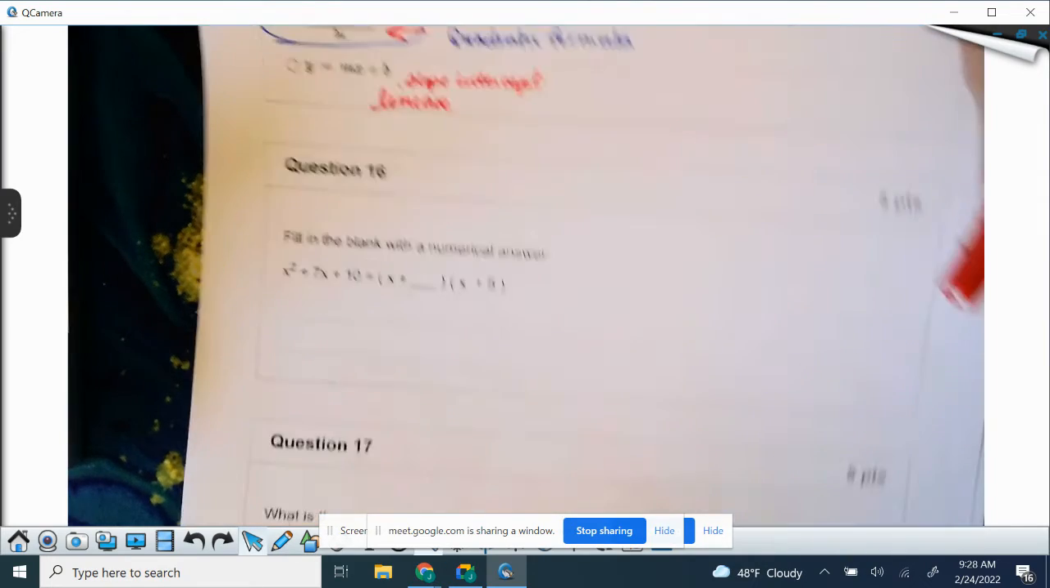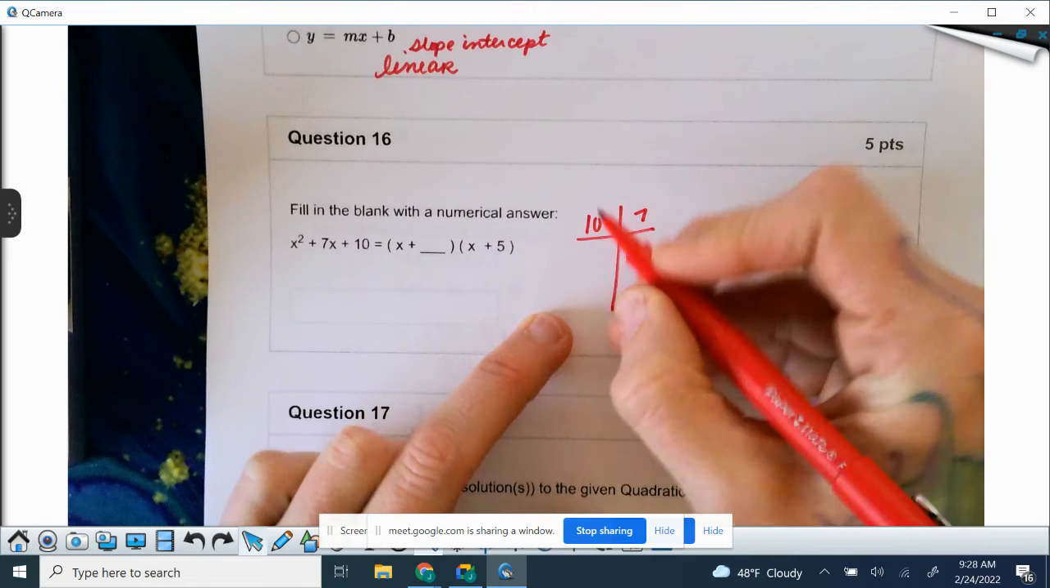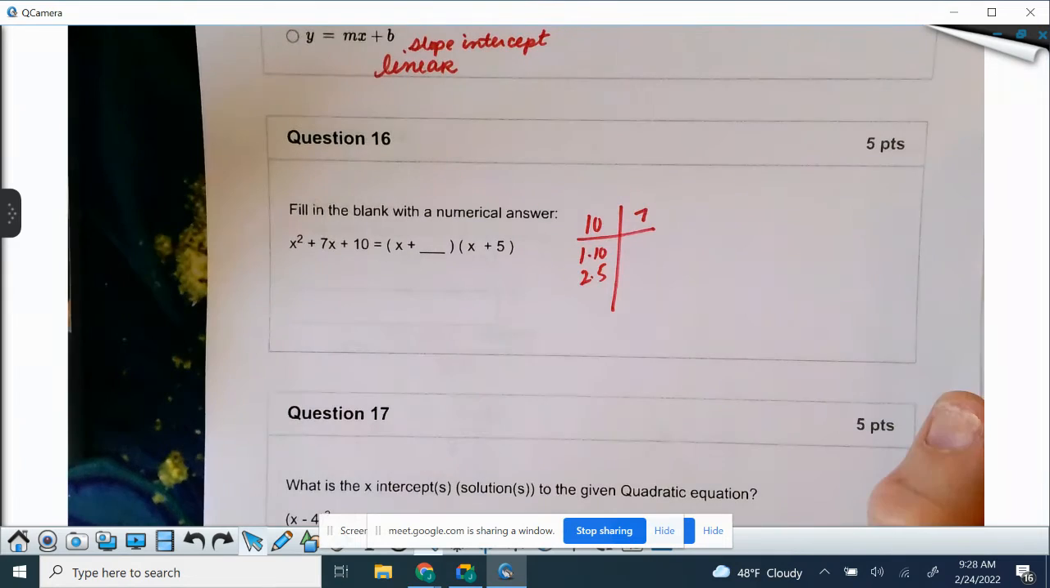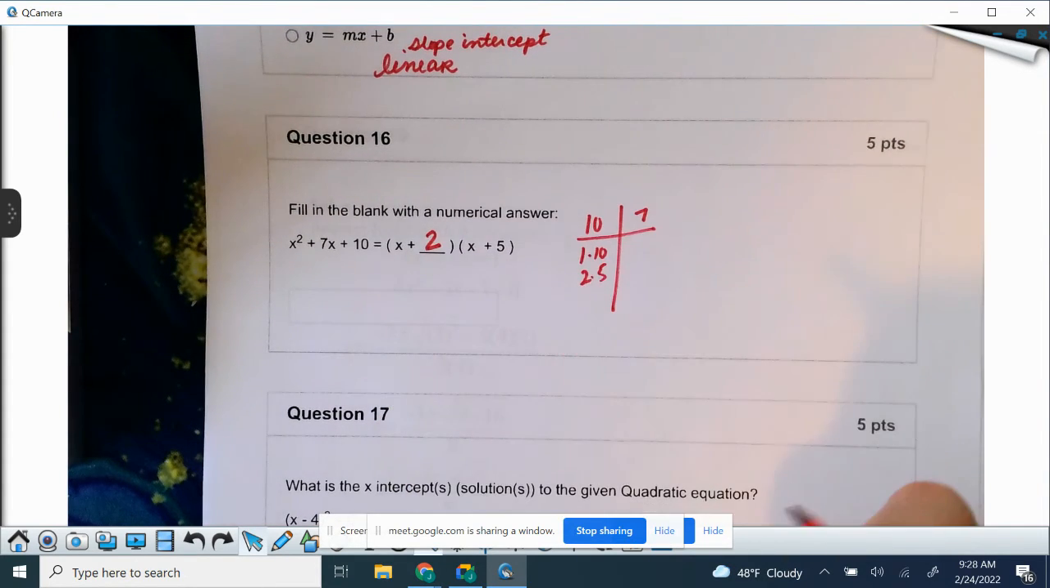The next one, we're just factoring. So we want to know, what do we multiply together to get 10, that will add or subtract to give me 7? 1 and 10, 2 and 5 are my choices. 2 and 5 will give me 7, so it's looking good there. So I have a 5 already. So 2 was the answer you're looking for.